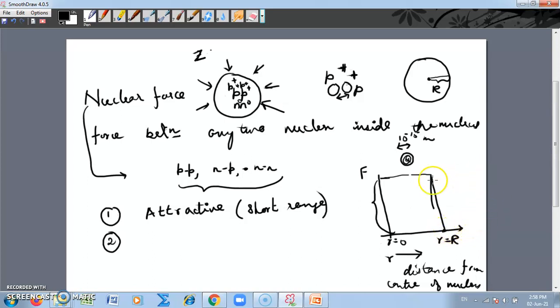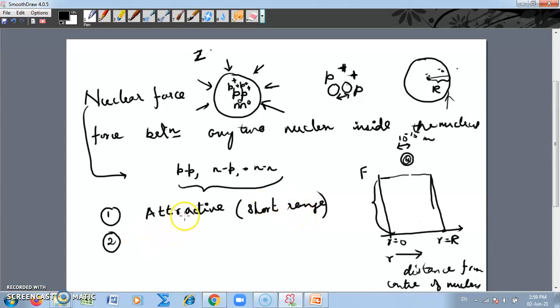So what does it mean? That means the force of attraction is almost the same from the center of the nucleus. If I put 2 nucleons here or I put 2 nucleons here, the attraction between them is the same. But if one of the nucleons somehow comes outside, the other nucleon cannot pull it back. That means it becomes 0 at the boundary. So that is why it's called a short range attractive force. So that is one point.